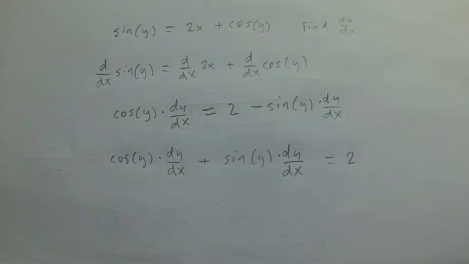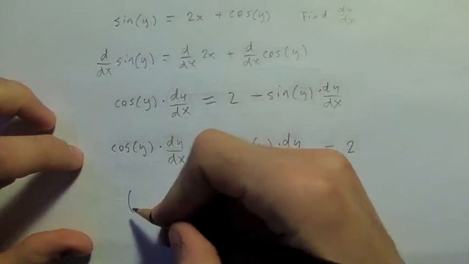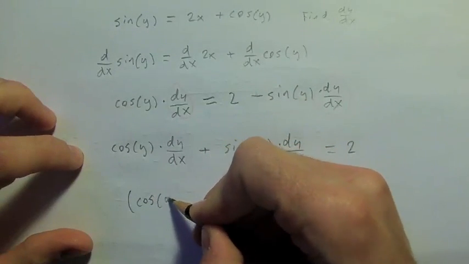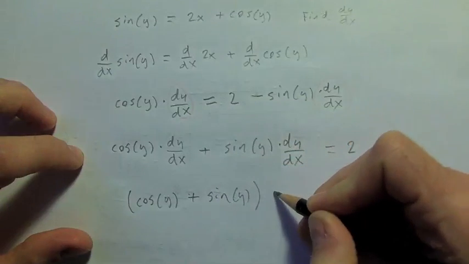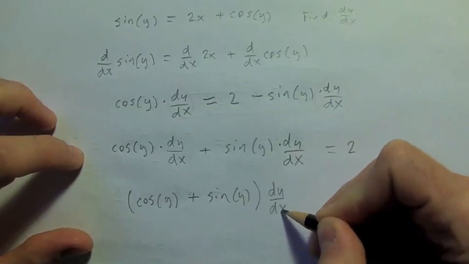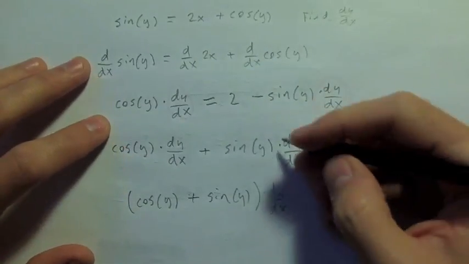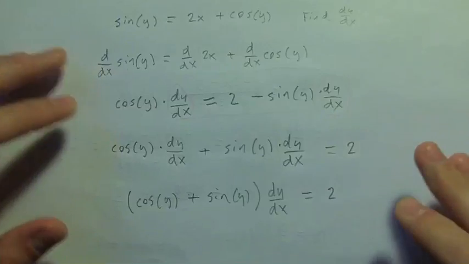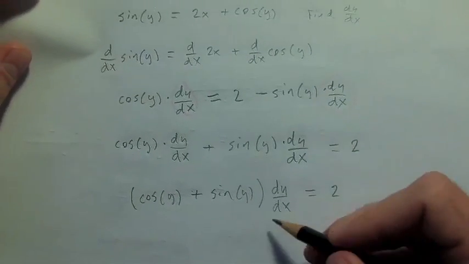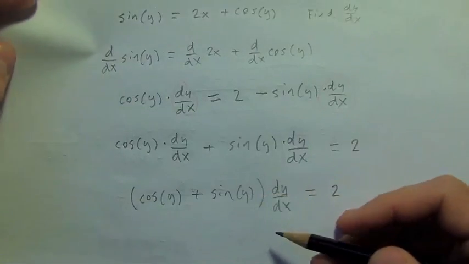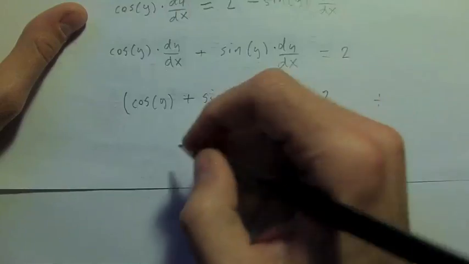Factor. Yeah, so you're going to factor the dy over dx, and then you're going to divide. Now, again, a lot of people will kind of mix these steps together. Like I'll often factor as I move, or I might factor and divide all in one step instead of making it two. But basically we have cosine y plus sine y, all times dy over dx, is equal to 2, and then we simply divide to finish this off.